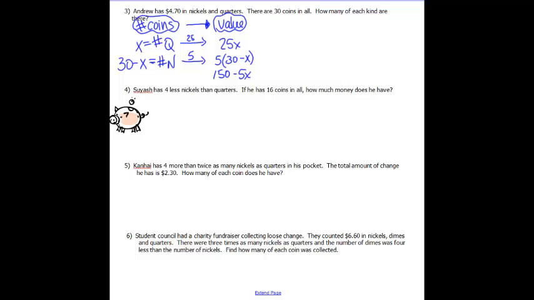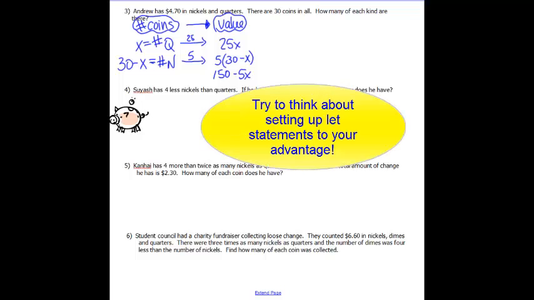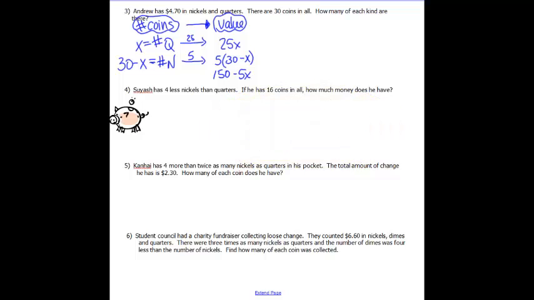Now a little tip here also, you notice that I set up x for the quarters. It's a little easier to multiply 5 by the expression 30 minus x than 25. So you might want to be mindful about which variable you're using there, because if I had had something that was more difficult, I would not have wanted to multiply that by an expression. I would rather have it just be 25x. And my value is $4.70. I have 25x plus 150 minus 5x equals 470 cents.